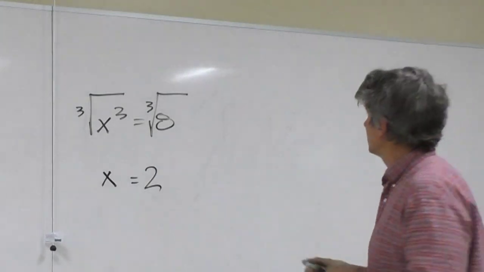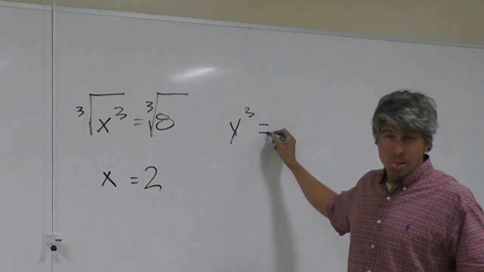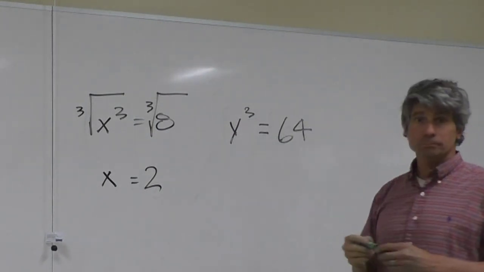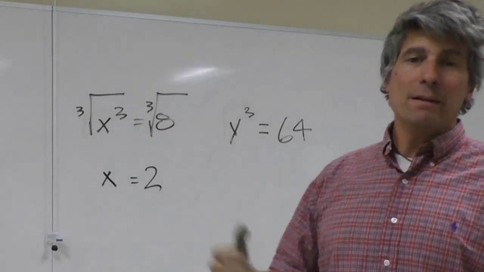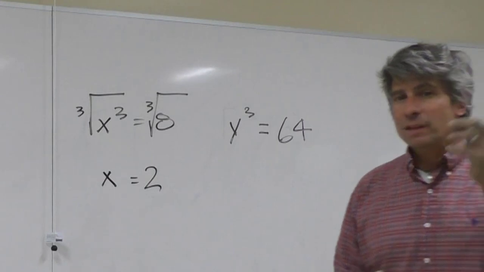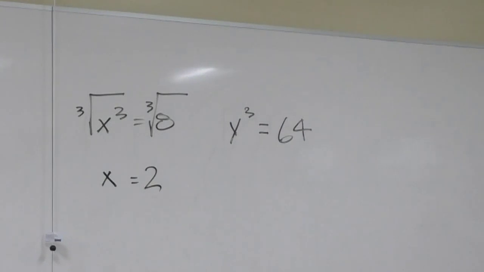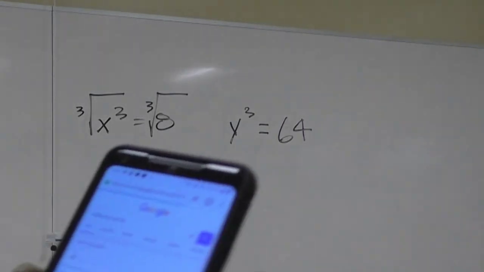What if I said y cubed is equal to 64? Okay, 64. This might be one that's not anywhere near as inherently obvious. So the nice thing about it is, this is where you can use technology again. I'm going to literally type into Google. I'm going to type it and then I'm going to show it to you. I'm going to type cube root of 64, and press enter.